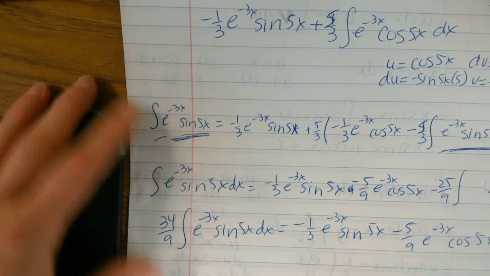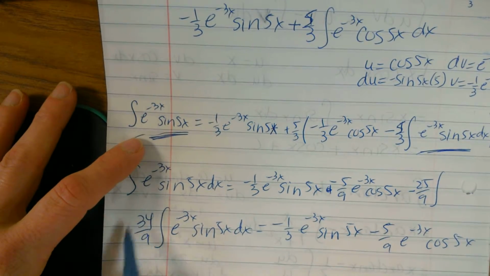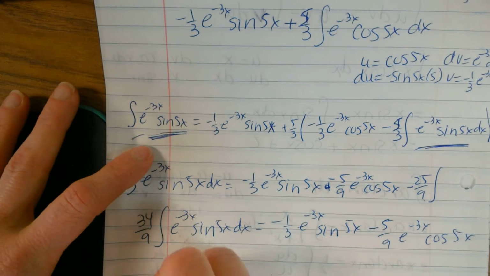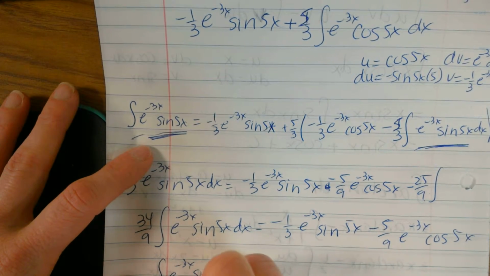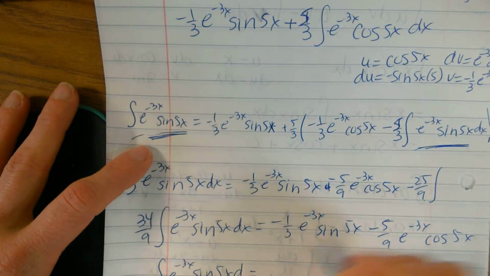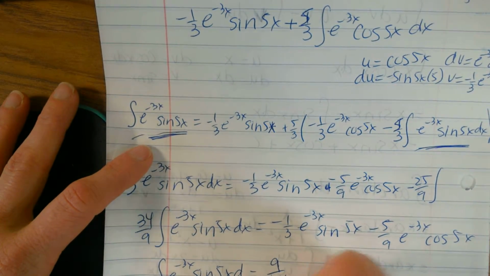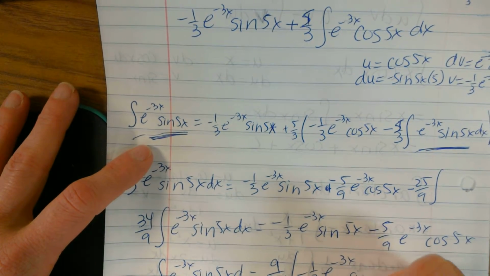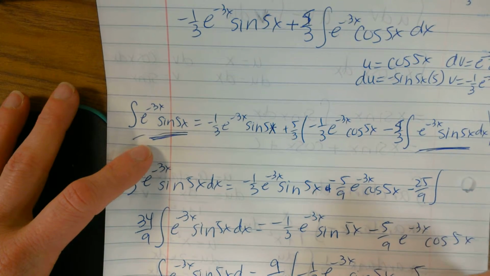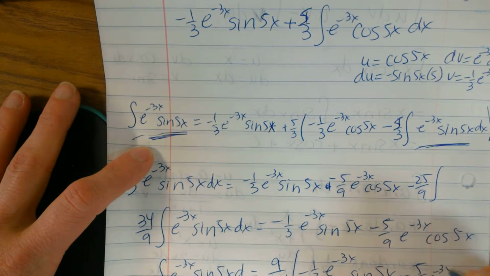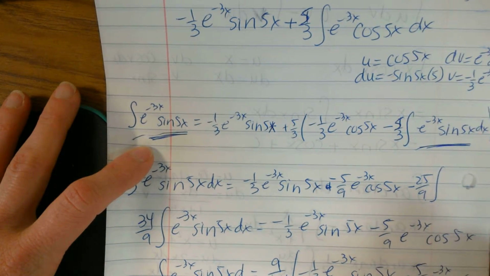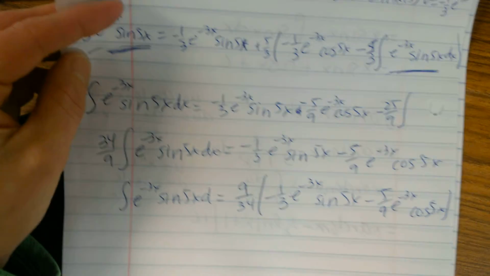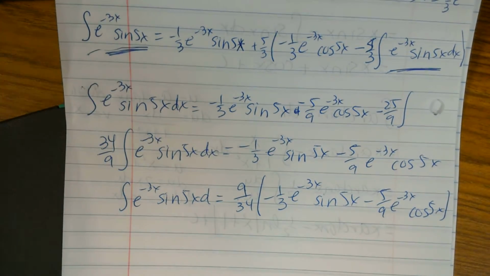Okay, so now all I have to do is divide by my 34/9. So my answer would be 9/34 times this. And so that's about as ugly as integration by parts gets. I mixed a lot of them. So if you can do that, you can pretty much do any of them. So that's about as ugly as they get.